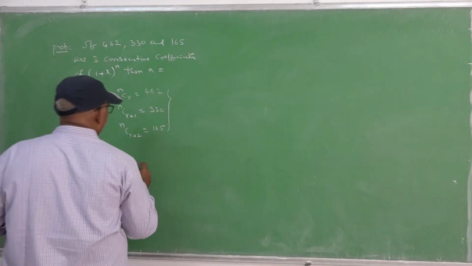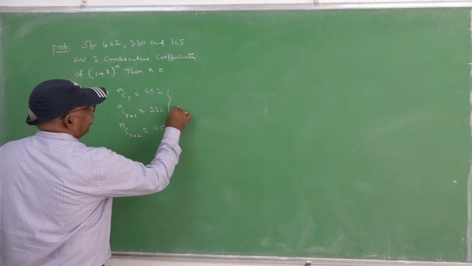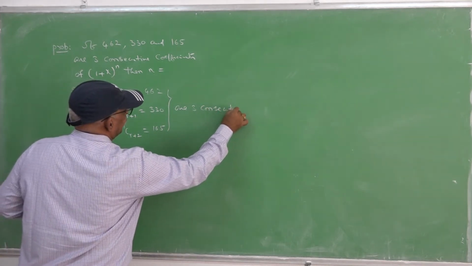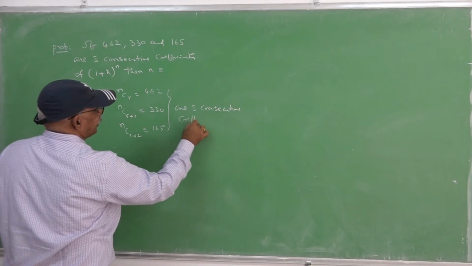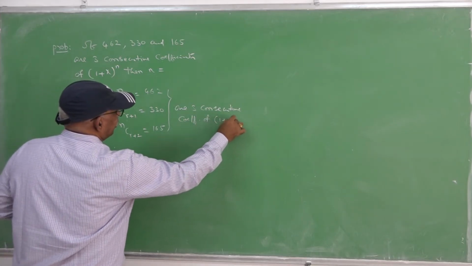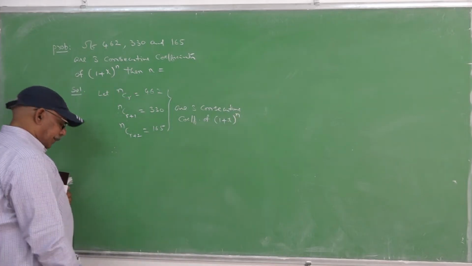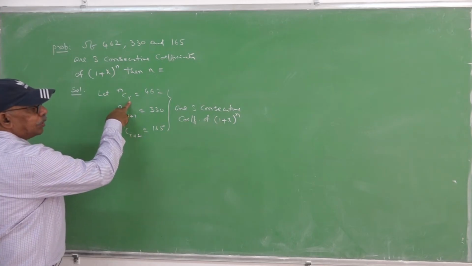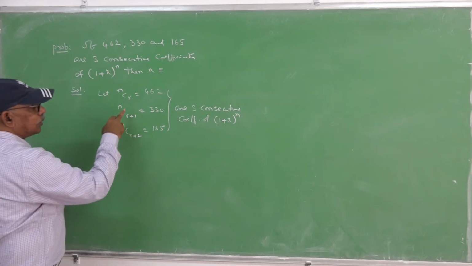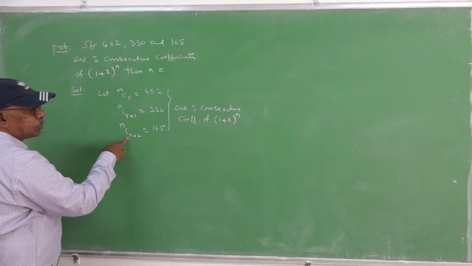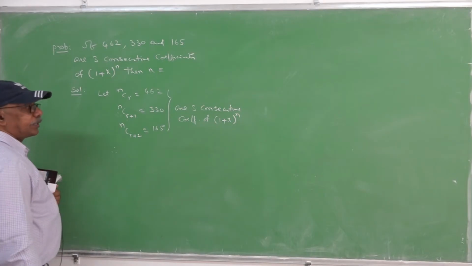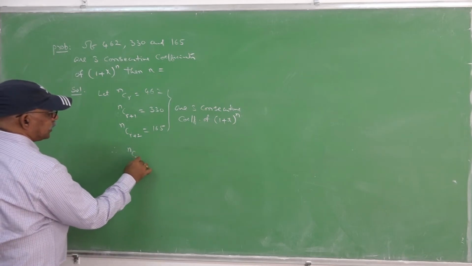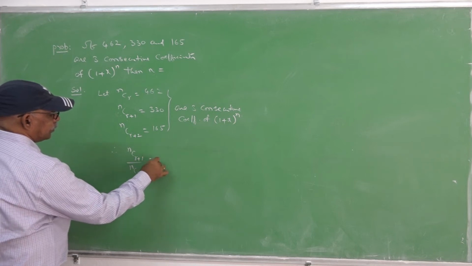From this, these are 3 consecutive coefficients of (1 plus x) whole power n. Okay. This is the coefficient of t(r plus 1). This is the coefficient of t(r plus 2). This is the coefficient of t(r plus 3), like that. Now, nC(r plus 1) by nCr. Consider this one.